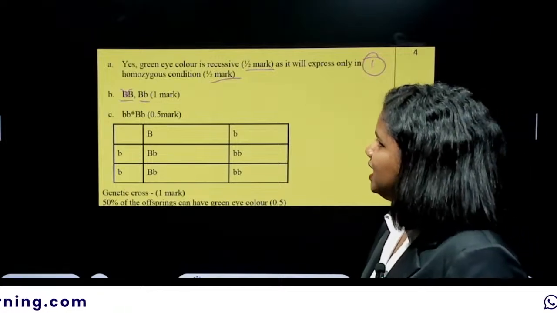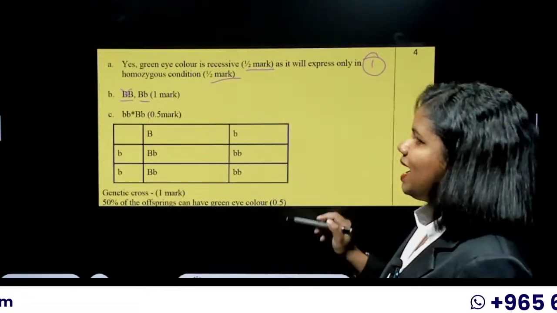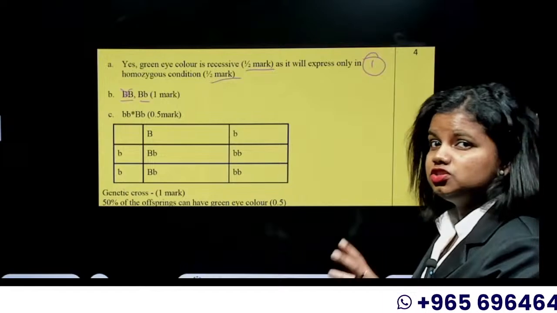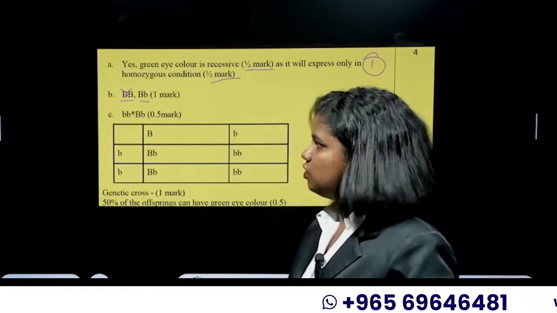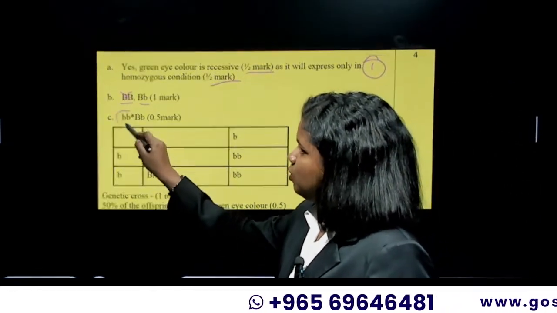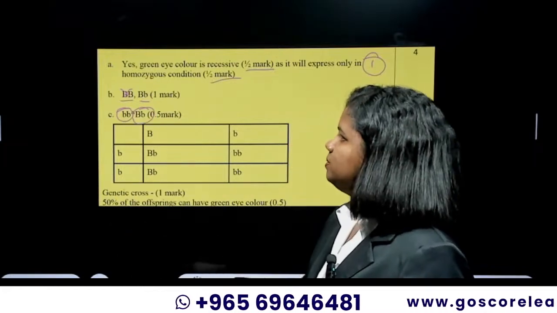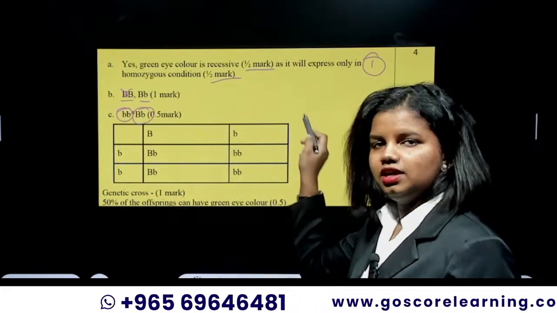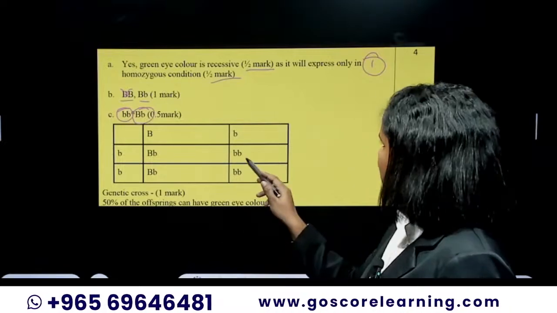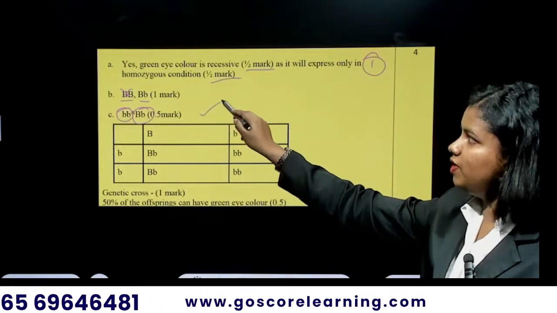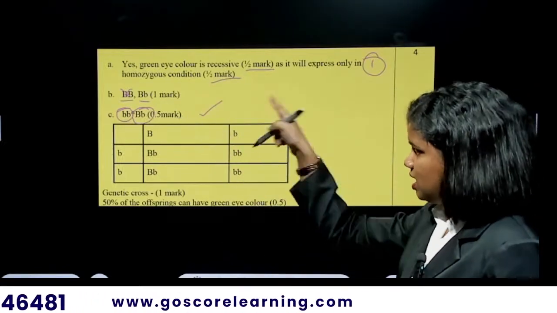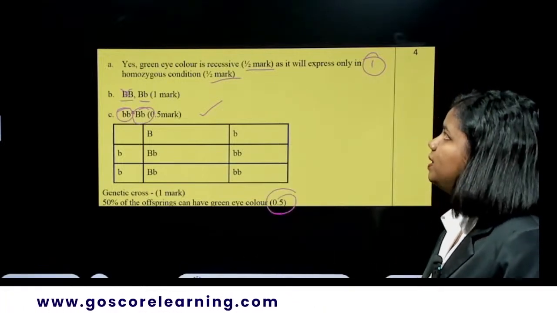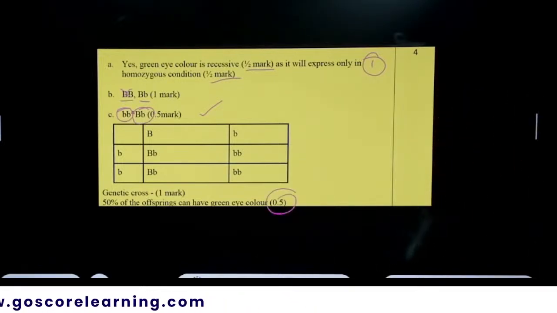That's it. Then the third question, what is happening? What is the inheritance of Ravi and Pooja's offspring? So it will be small b against capital B, small b, and you have to show the inheritance pattern using a Punnett square, for which you will get 0.5 mark for that one answer, and for the cross you will get 0.5 marks. So yeah, that's pretty much how it is.